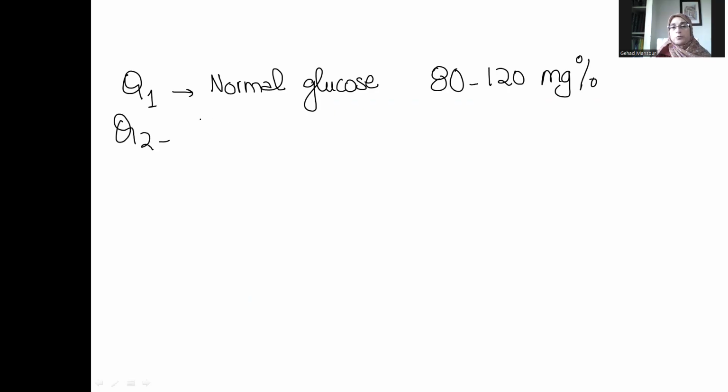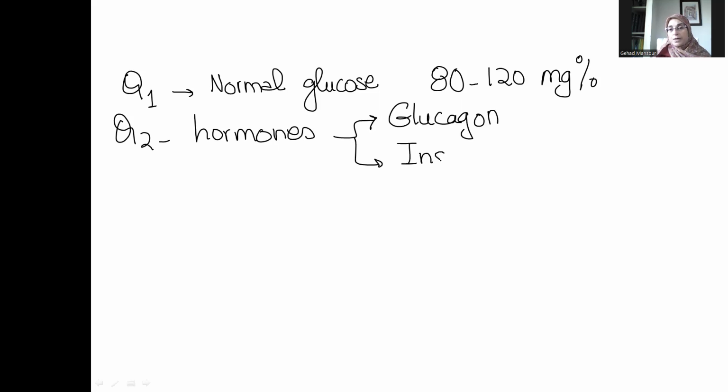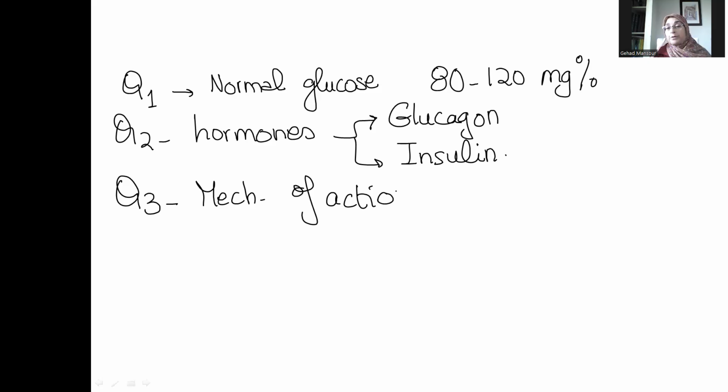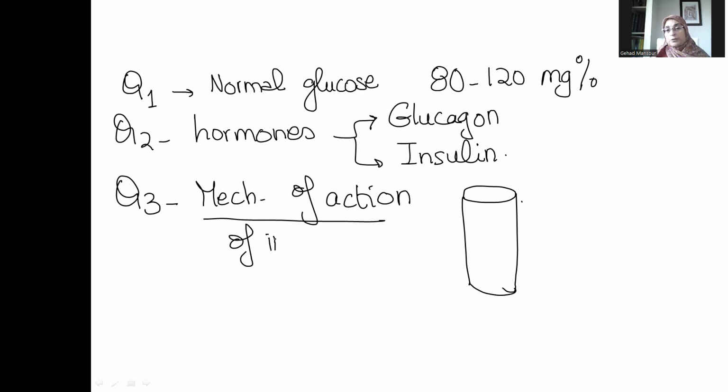Question number 2, you might be asked about hormones that control glucose homeostasis, and these hormones are glucagon, which raises the blood glucose level, and insulin that lowers the blood glucose level. You might also be asked a third question about the mechanism of action of insulin. But first, you might be asked about the overall effect of insulin.